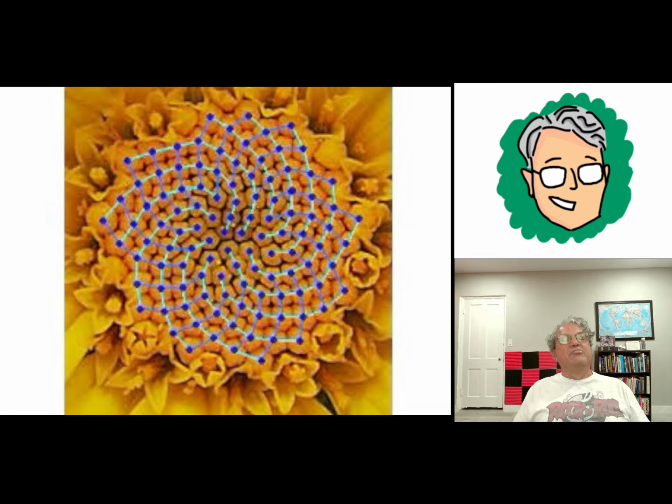But if you count the number of spirals going clockwise or counterclockwise, you get Fibonacci numbers. As a matter of fact, you get 2 different Fibonacci numbers. I think for this example, you get 13 going counterclockwise and 21 going clockwise. You can check for yourself. But I think this is really interesting.